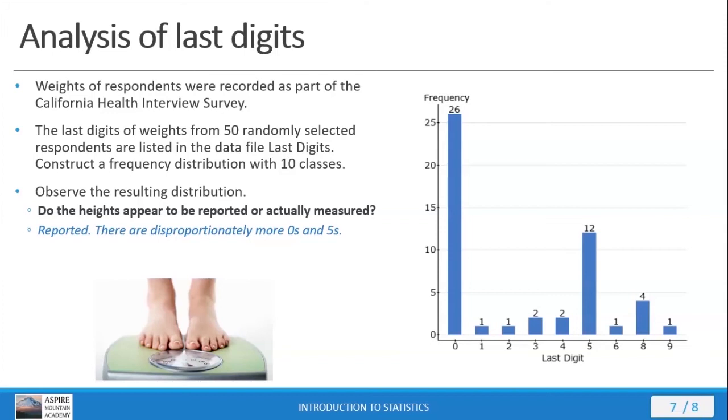Now, if the values were actually measured, then we'd expect to see the frequencies for each of the categories have roughly the same value. So the shape of the distribution would be more uniform or flat instead of showing spikes like what we see here. So given that, what can you say about the accuracy of the results?